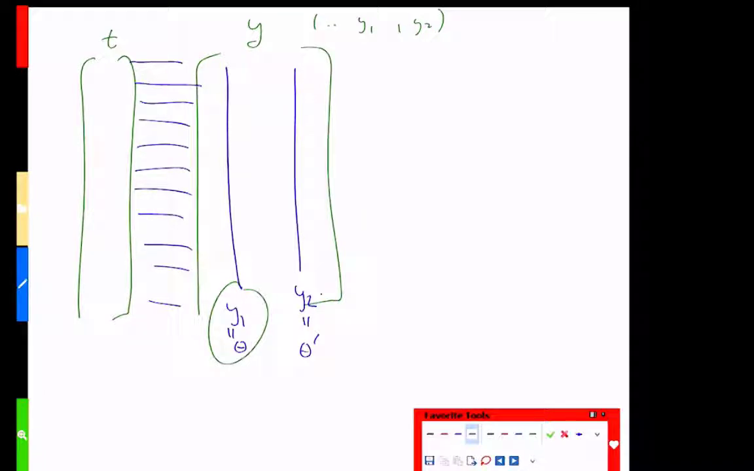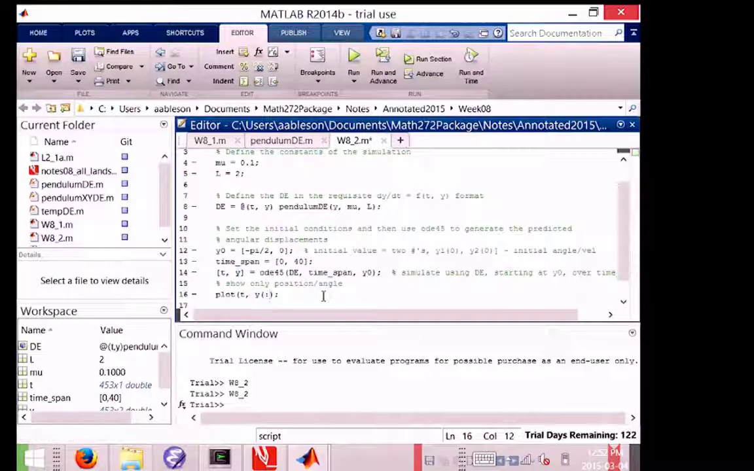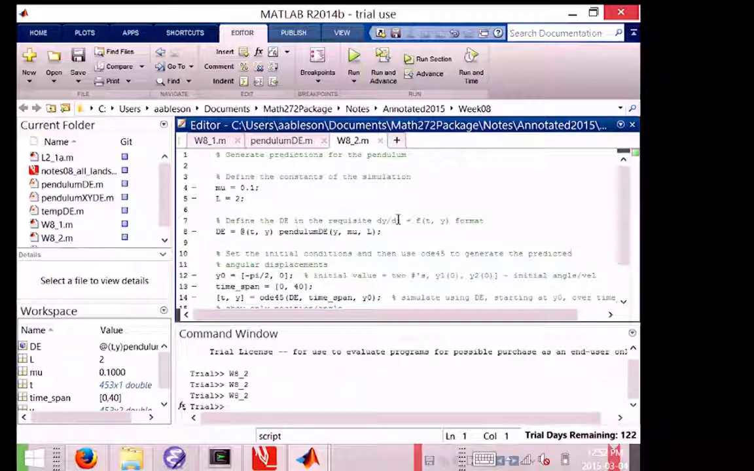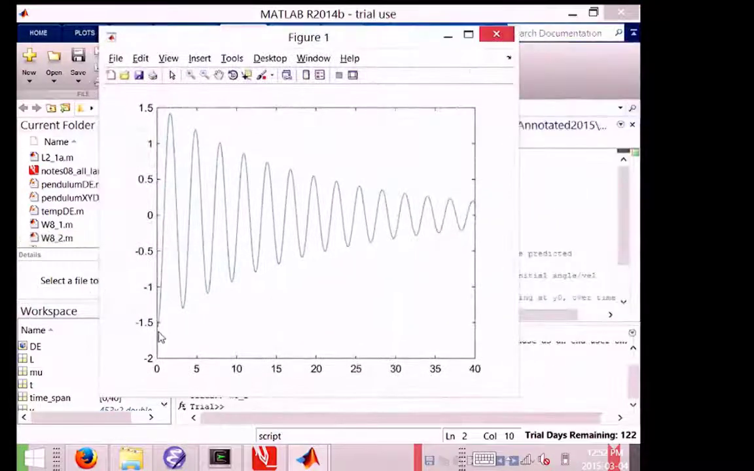First column. OK. So we want the first column, which means all the rows come first, all the rows, first column only. And if we plot that, I just put a little close all up here, we're going to get just the position. Notice it starts at negative 1.6, and we get decreasing amplitudes. Perfect. So we can isolate that.